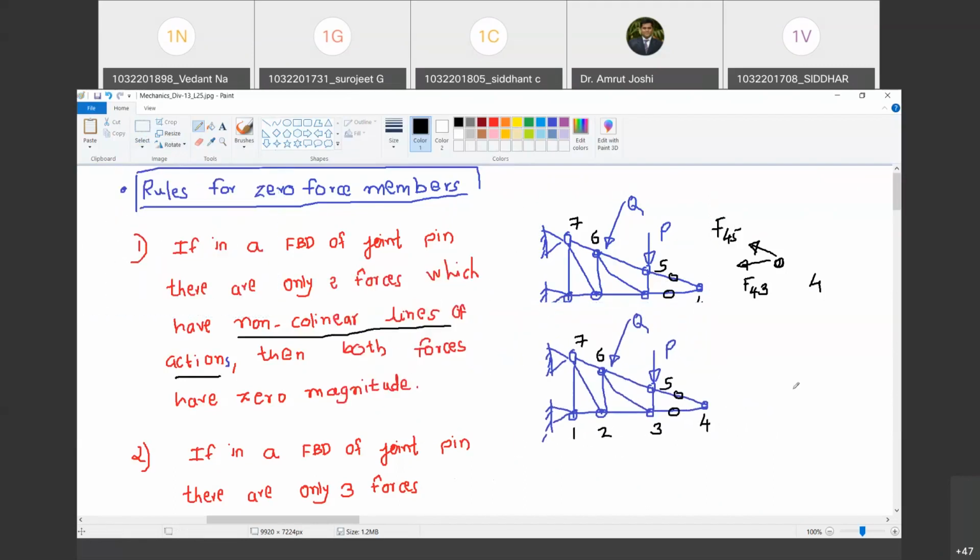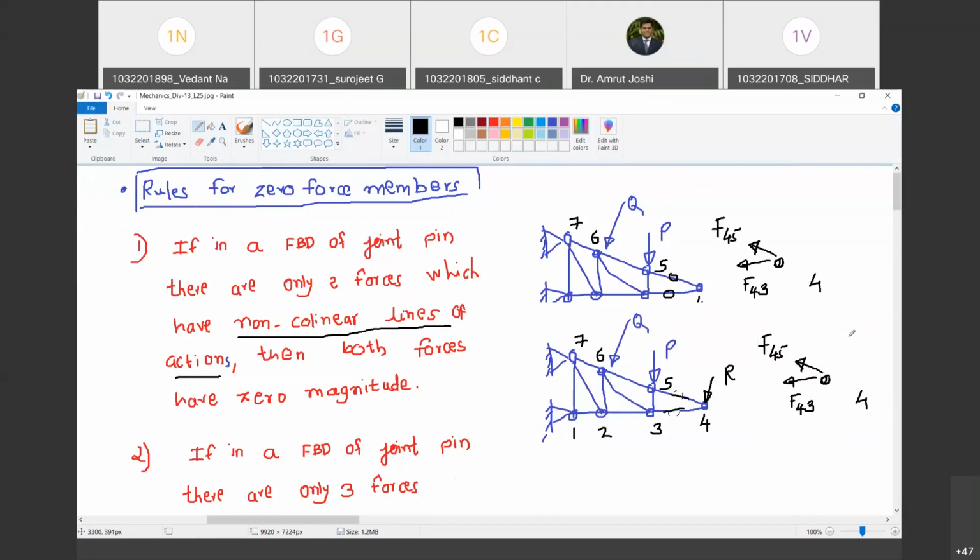If I apply force R here, now tell me, how does the free body diagram of this joint look? Joint 4. How will the free body diagram look? Sir, it is essentially the same as this. Yes, but you will also have to show R. Do you agree with me? Yes, sir. So let me show R as well.